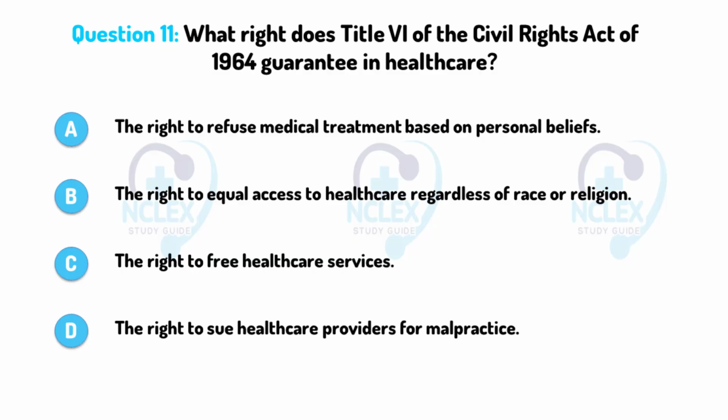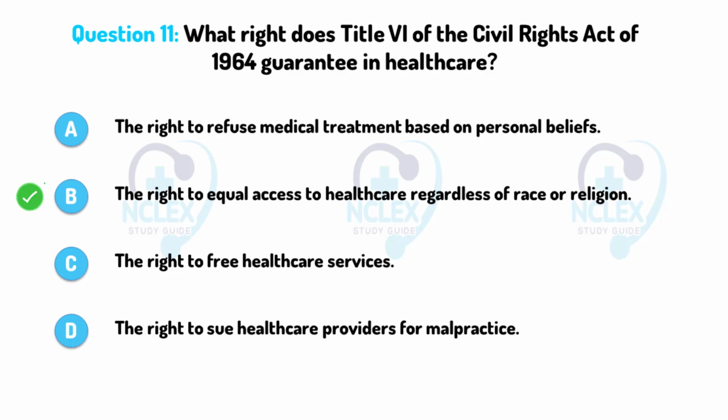Question 11. What right does Title VI of the Civil Rights Act of 1964 guarantee in healthcare? A. The right to refuse medical treatment based on personal beliefs. B. The right to equal access to healthcare regardless of race or religion. C. The right to free healthcare services. D. The right to sue healthcare providers for malpractice.